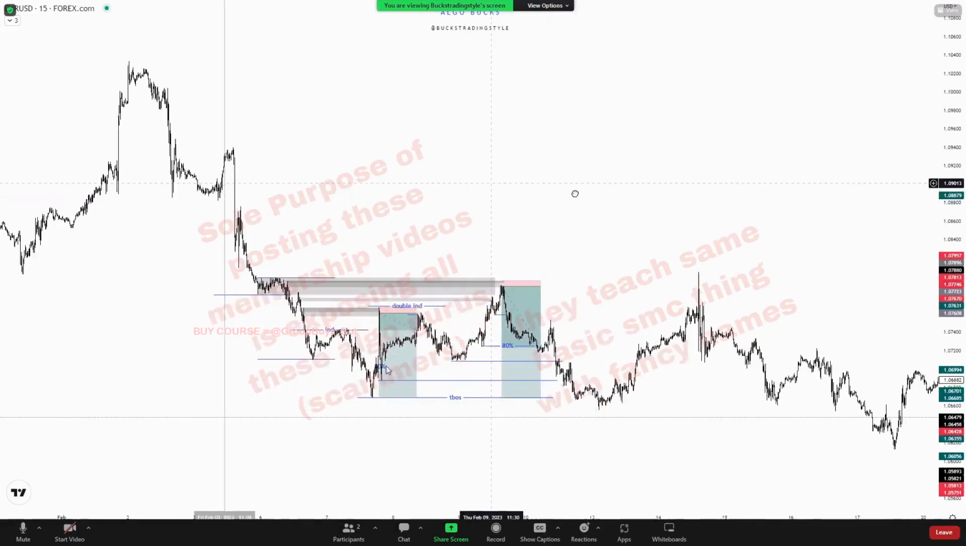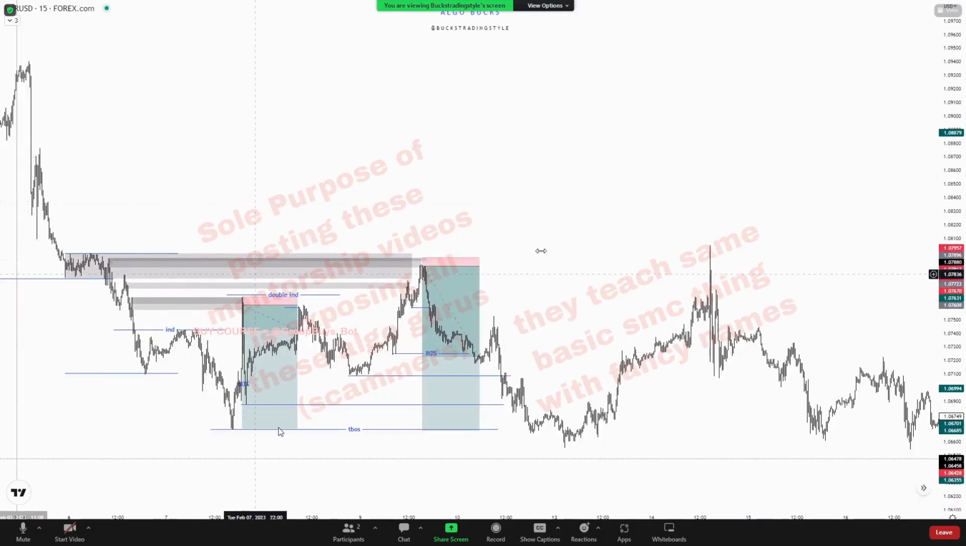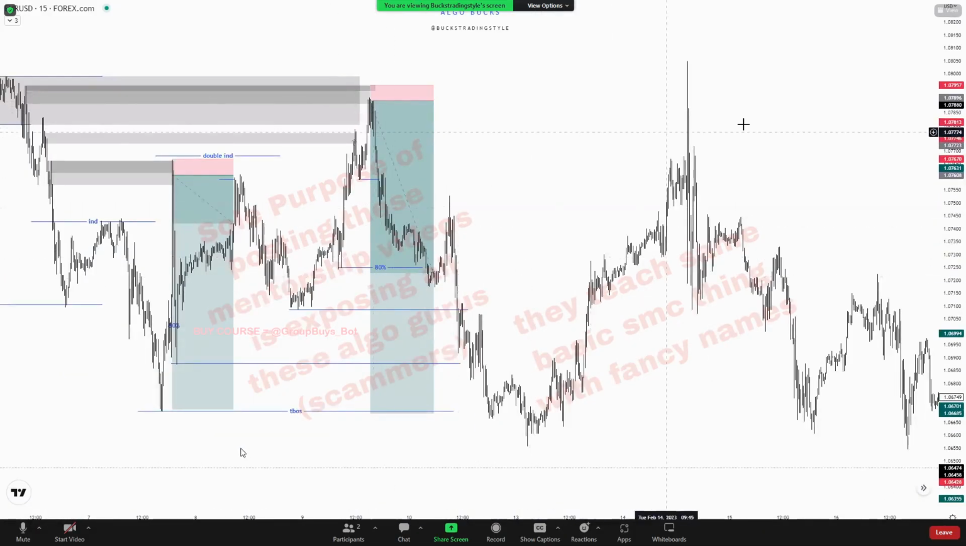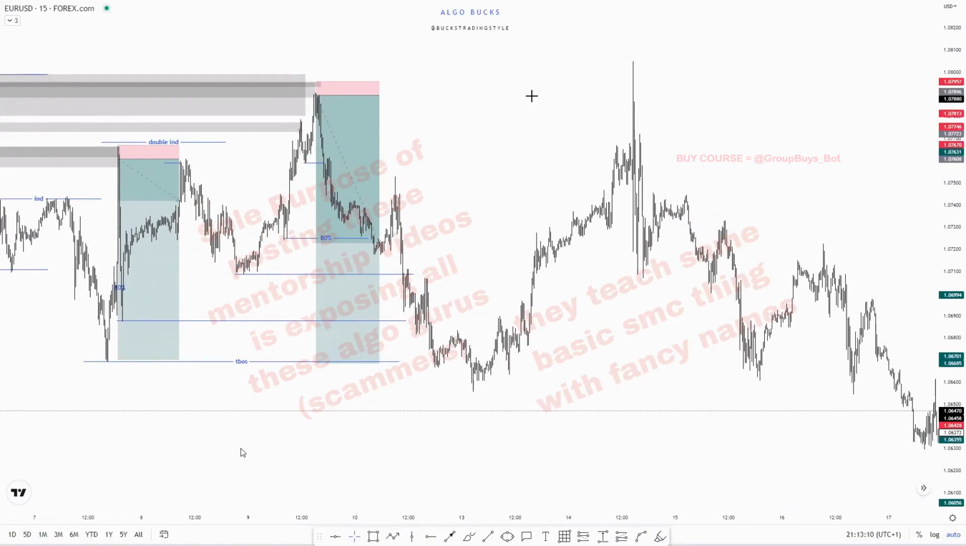So for now, just keep doing markup every day. After every day, mark up and mark out every POI and how you could have taken the trade and all of that. Do you understand? Yes.